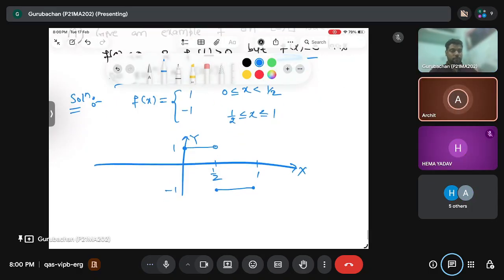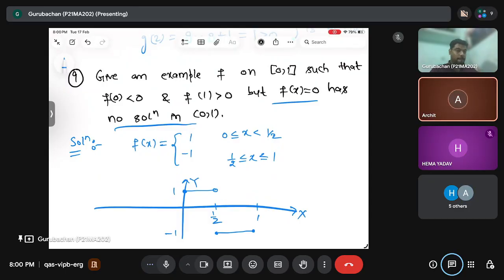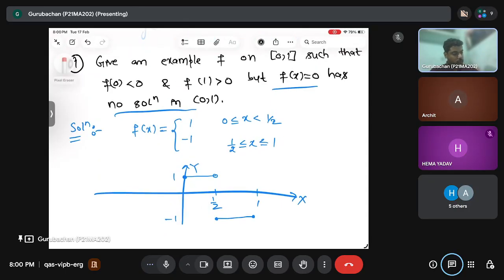Sir, f(0) is positive and f(1) is negative. You can change, sir. Okay, understood your point. Minus 1 here and this is plus 1. So in the same way we have to change the graph. So the point is clear now.